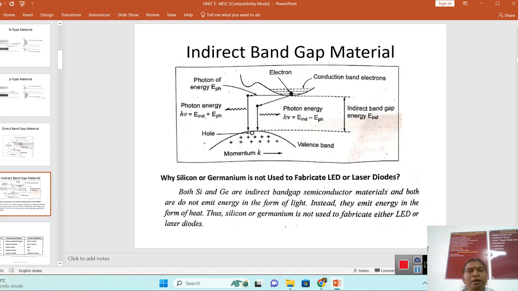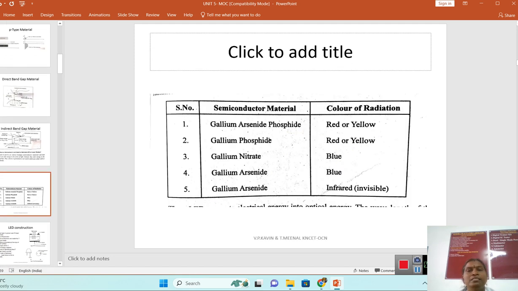Here from the diagram, the momentum k of the hole is here and the electron is here. So we have to provide external energy to recombine them. So this is the energy band gap in the indirect band gap material.